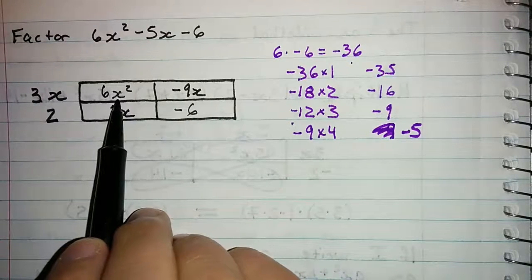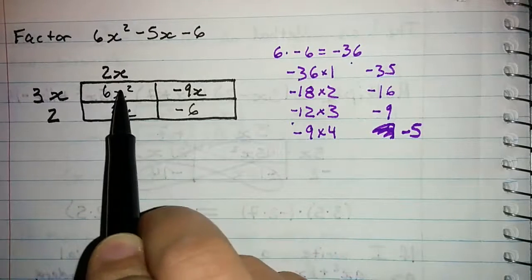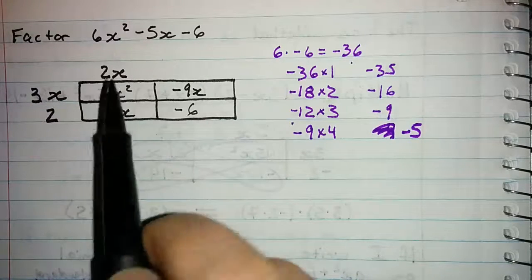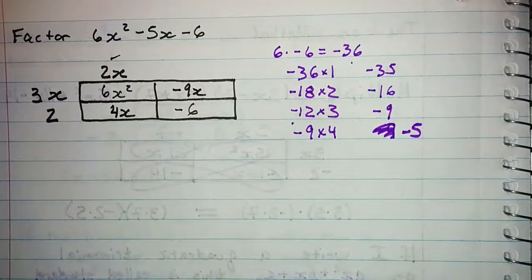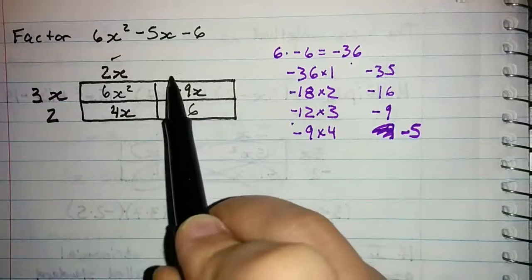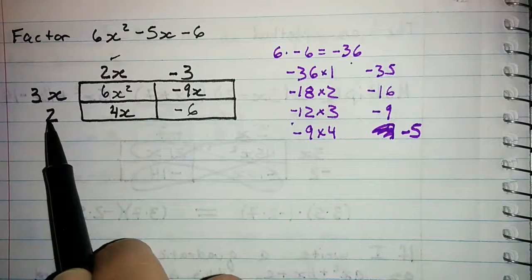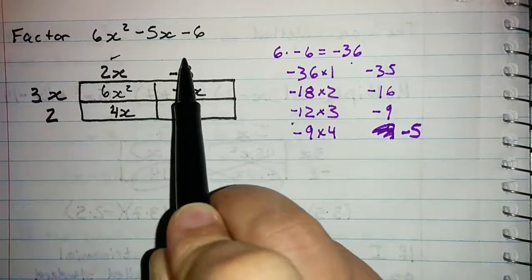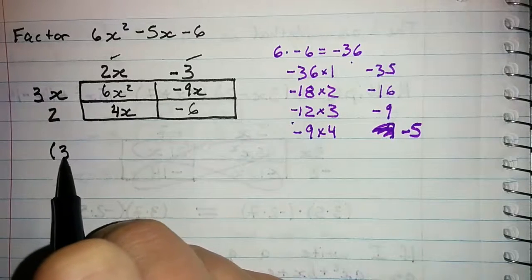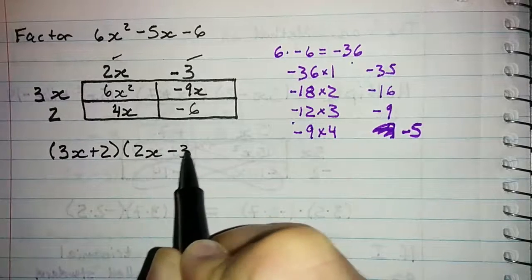So 3x times what is 6x squared? 3x times 2x is 6x squared. Is it the case that 2x times 2 is 4x? Yes, 2x works out. 3x times what is negative 9x? 3x times negative 3 is negative 9x. Is it the case that negative 3 times 2 is negative 6? Yes, that also checks out. So my factors are 3x plus 2 times 2x minus 3.